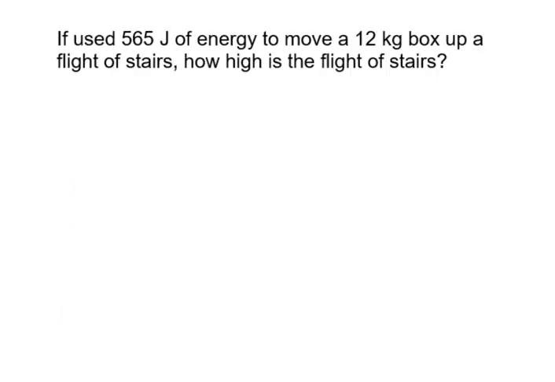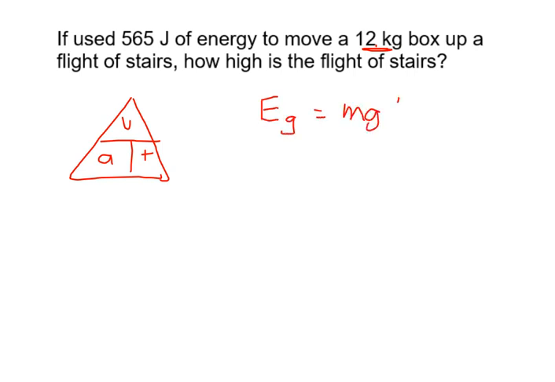All right, so let's try some more examples then. Here, I'm going to tell you that you used 565 joules of energy to move a 12 kilogram box up a flight of stairs. Let's figure out how high the flight of stairs is. We're using the same formula, only now we have to use algebra to rearrange it. And again, although the triangle method works well for formulas like a equals v over t, it really does not work well at all with this formula of mg delta h. Like it just doesn't fit anymore. So we need to use some other algebra strategy.